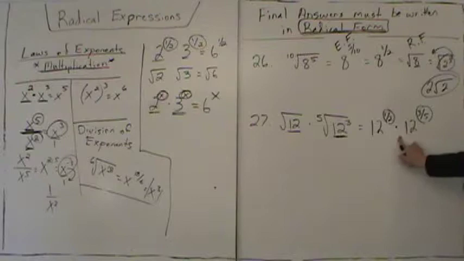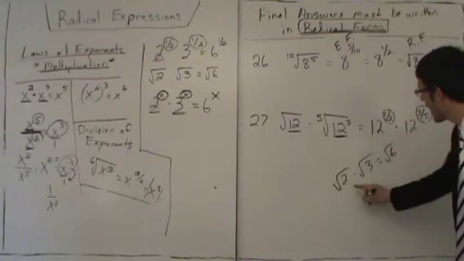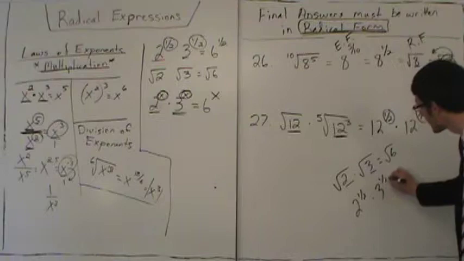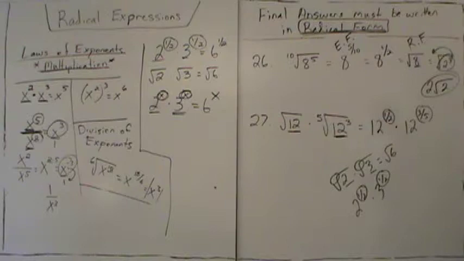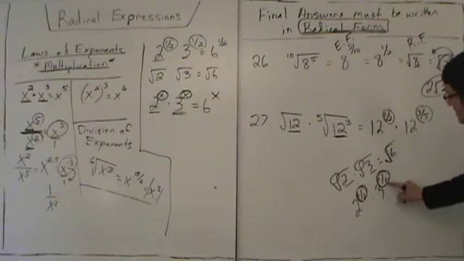If you think the square root of 2 times the square root of 3 gives the square root of 6, why can we multiply these together? Because we have 2 to the 1 half times 3 to the 1 half, and the exponents match. Another way of saying this is that your index must match. So square root times square root, we get another root. If the exponents match, the exponent will not change. We multiply the base, we get 6 to the 1 half.